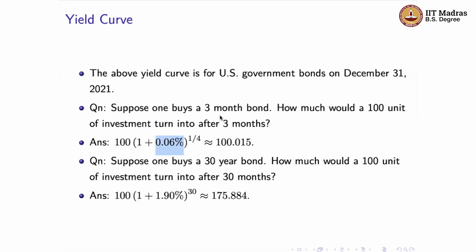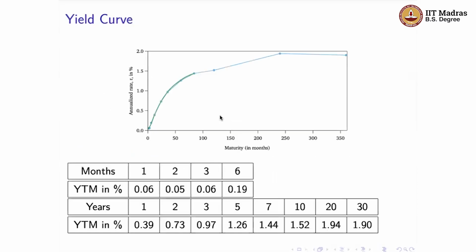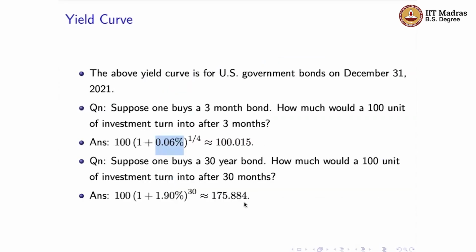Okay. Now, suppose instead of doing a 3-year bond, you want to do a 30-year bond. So how much would 100 units of investment turn into after 30 years if you are investing it in the 30-year bond? Again, the first thing that you do is go back and look up the number for the 30 years rate. You can see that the yield to maturity here is 1.90%. And again, this is annualized. So therefore, 1 unit of money would have translated into 1 plus 1.90% to the power 30.